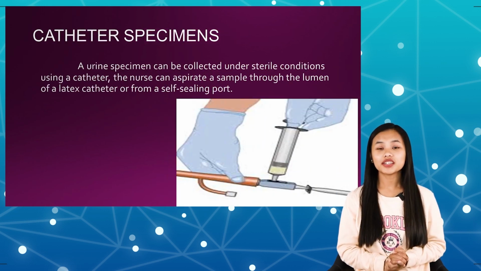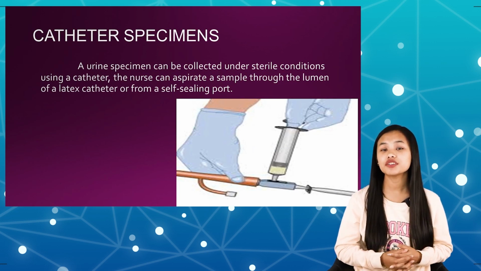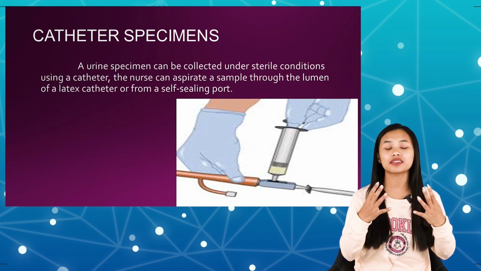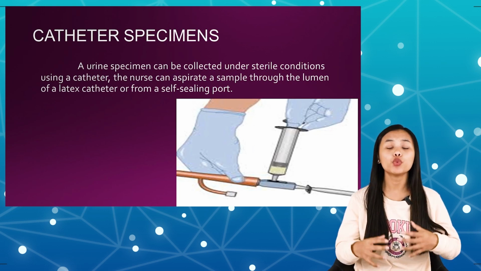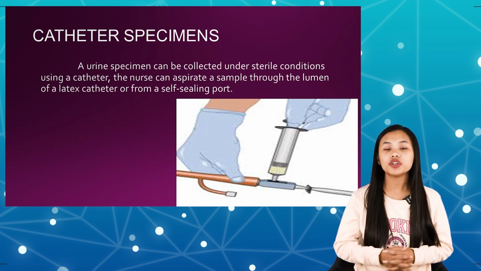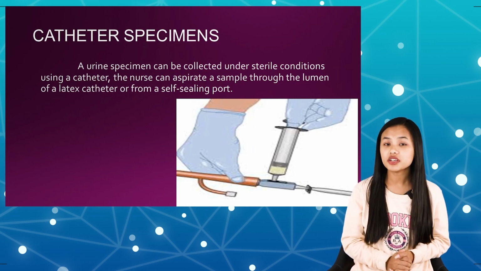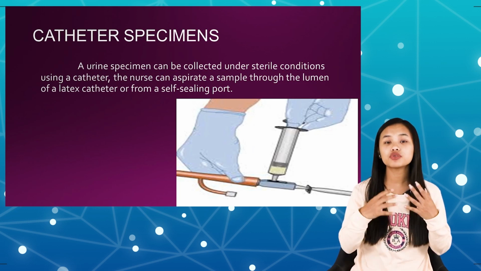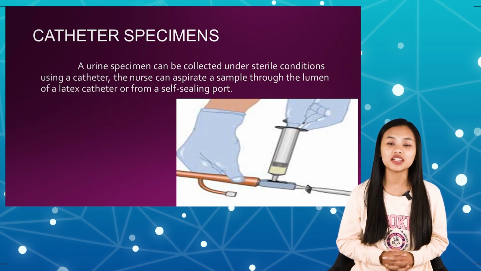And the third one is the catheter specimen. This specimen is mainly collected from those patients who are under catheterization, right? Here we will be collecting the urine specimen under sterile conditions using a catheter. The nurse can also aspirate the sample through the lumen of a latex catheter or even from a self-sealing port. So this is how the catheter specimen can be collected.